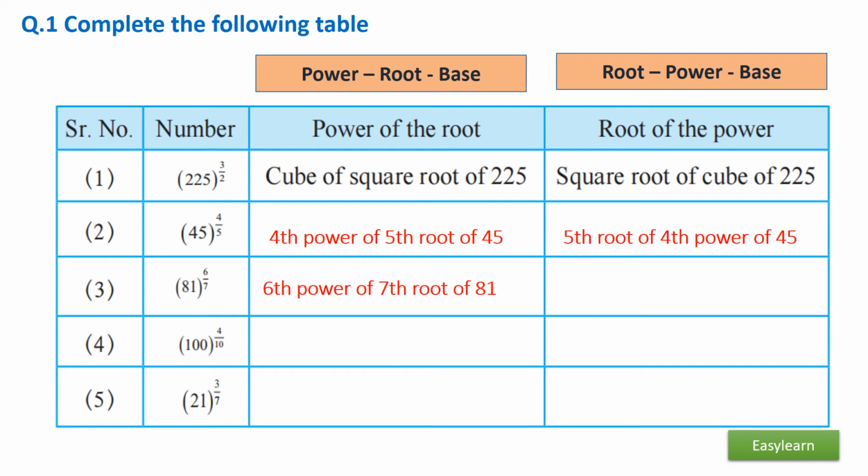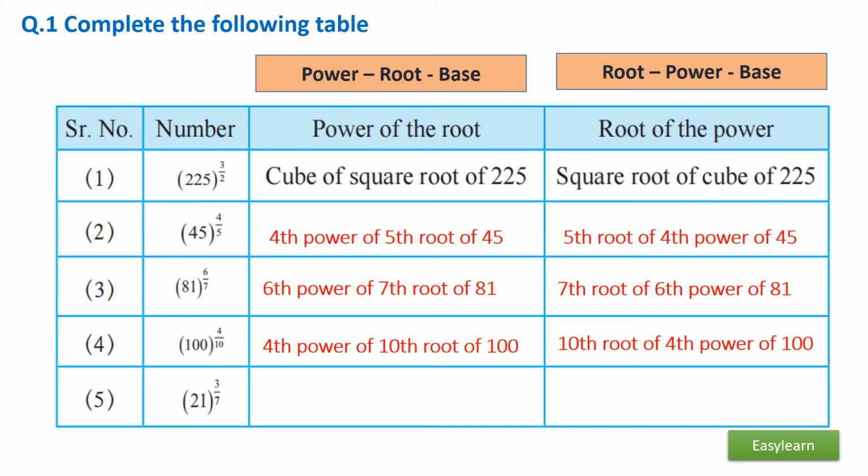Third, 81 raised to 6 upon 7: the 6th power of the 7th root of 81 and the 7th root of the 6th power of 81. 100 raised to 4 upon 10 is the 4th power of the 10th root of 100. In the second part, the 10th root of the 4th power of 100. Last, 21 raised to 3 upon 7, you have the cube of the 7th root of 21 or the 7th root of the cube of 21.